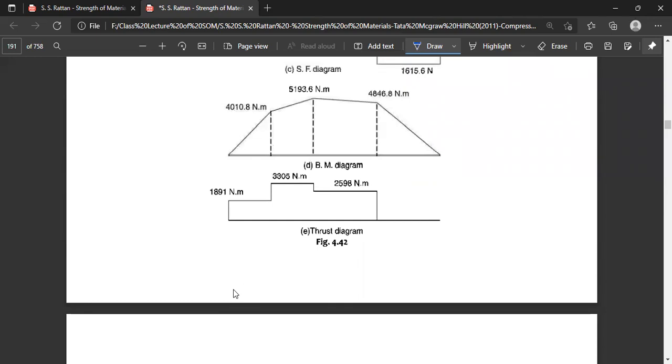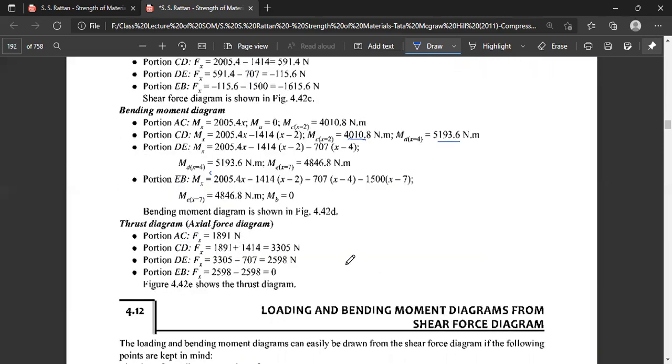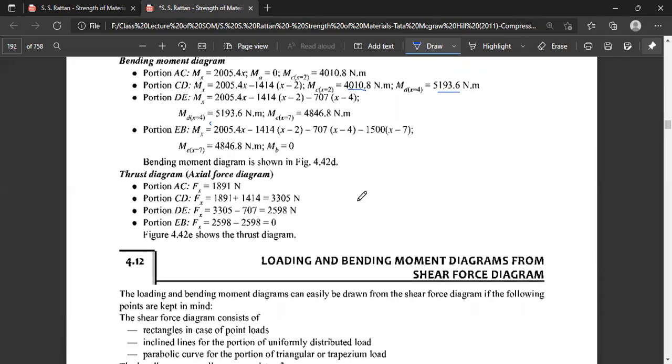Now the shear force or thrust diagram will be like this. The thrust between A to C is equal to 1891. That between C to D is equal to 3305, and that between C to D becomes 3594. So this is, in fact, the thrust diagram given here. This last figure shows us the thrust diagram.